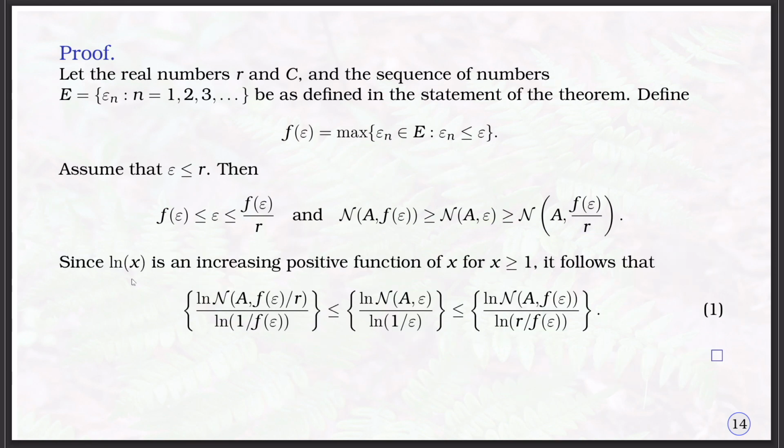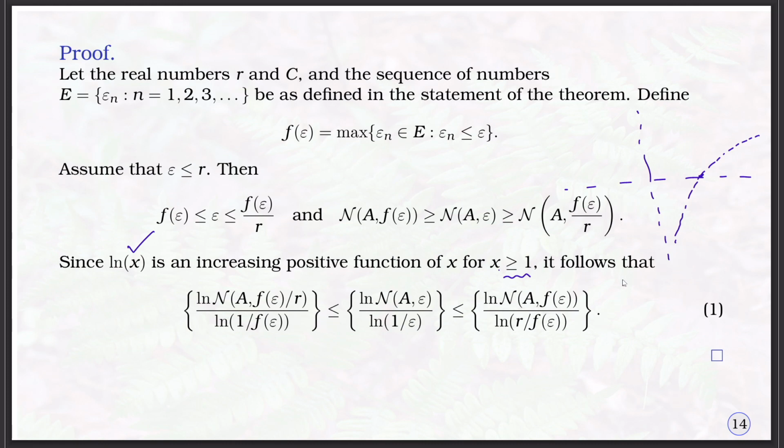Now, since ln x is an increasing positive function of x for x greater than or equal to 1, this is the log curve. It starts from 1 and goes up like this. So, when x is greater than or equal to 1, the log function is an increasing positive function of x.